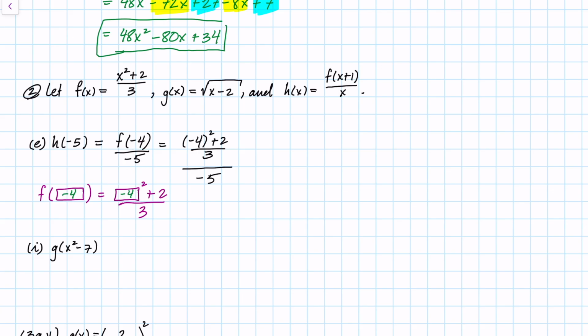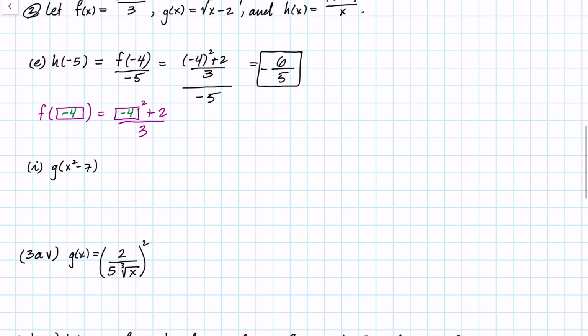Okay? So I can simplify that a little bit more. Negative 4 squared is 16, plus 2 is 18, divided by 3 is 6. So I'm actually going to get 6 divided by negative 5. And this is my solution. Okay?